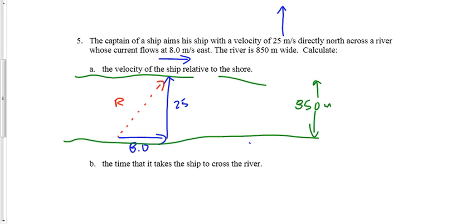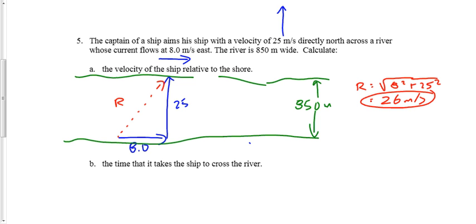We want to find that velocity relative to the shore right now, so let's find the value of r. Good news is it's pretty easy to find here. We're going to say r is equal to the square root of 8 squared plus 25 squared. And when we do that, we should get 26.25 meters per second, or 26 meters per second.